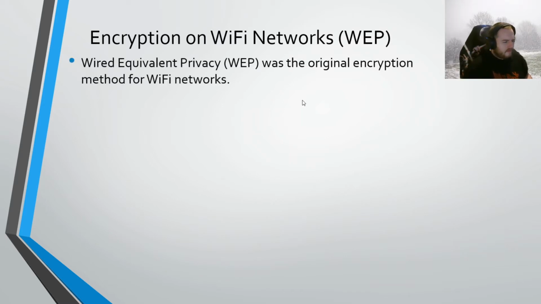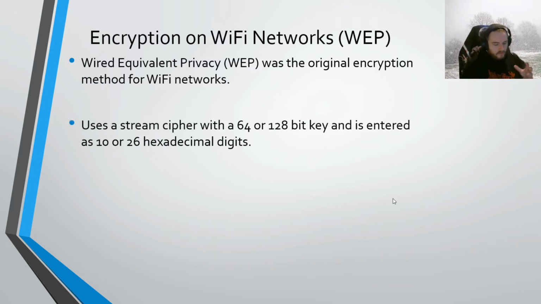WEP is called Wired Equivalent Privacy. When it means wired equivalency, it's because it was basically the same as having a wired connection. That was their thinking. That's why they called it wired equivalent privacy, not wireless. I don't know why it's called wired. You would think it would be called wireless, but it is called wired. So that's the original encryption method for Wi-Fi networks.